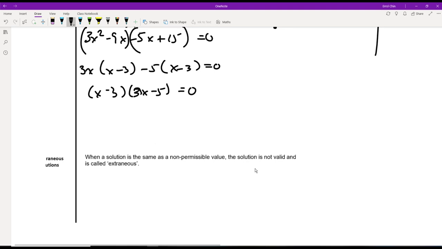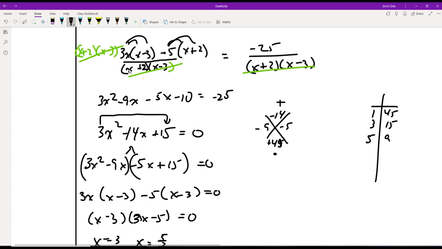What are the possible solutions? x is equal to 3, right? And 3x minus 5, we set that equal to 0. x is equal to 5 over 3. Now, the only thing we have to do next is to make sure of the non-permissible values. The original question said the non-permissible values: x plus 2, well, x can't be equal to negative 2. x minus 3, x can't be equal to positive 3.